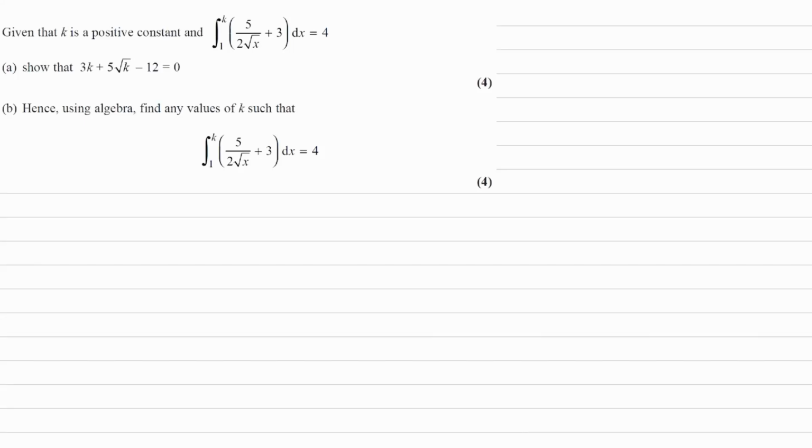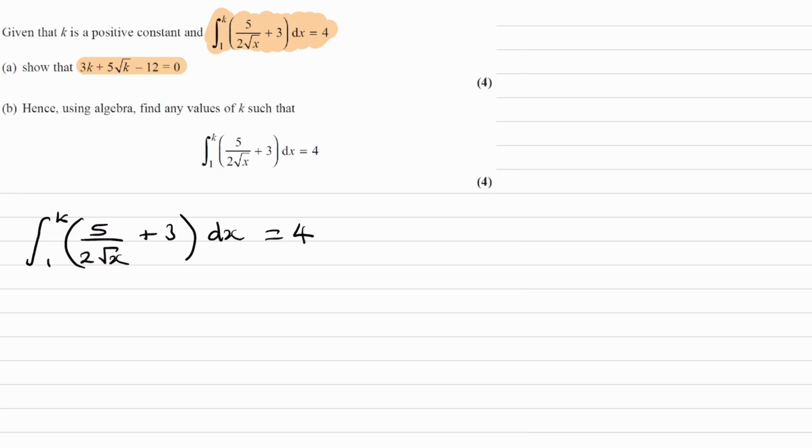Given that k is a positive constant and that this integral is the case, show that 3k plus 5 root k minus 12 is equal to 0. So let's just write out this integral. We're integrating from 1 to k of 5 over 2 root x plus 3 with respect to x. We're told that's equal to 4.